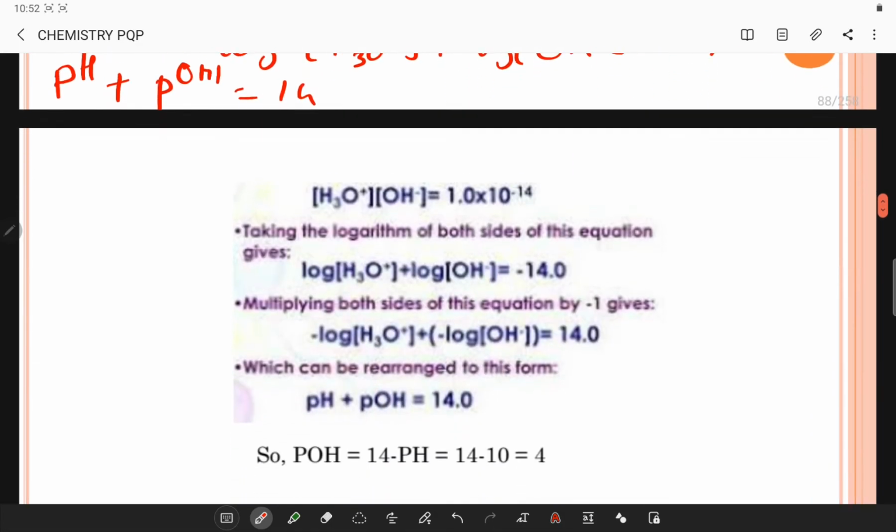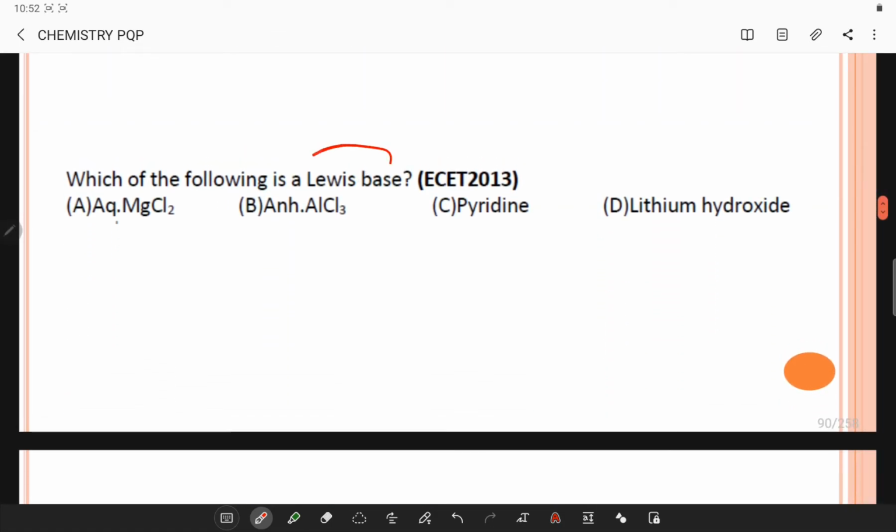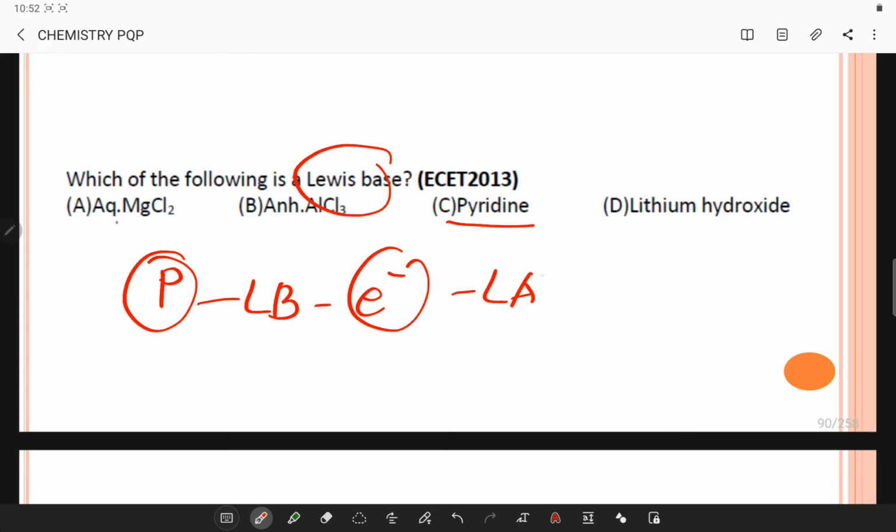Now let's go to the next question. Which one of the following is a Lewis base? Pyridine is basically a Lewis base because it donates its pair of electrons to a Lewis acid. One example is also the sulfur trioxide pyridine complex, which is a sulfating agent used to convert alcohols to sulfate esters.